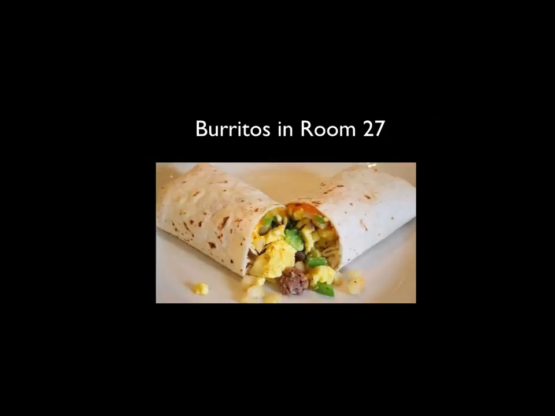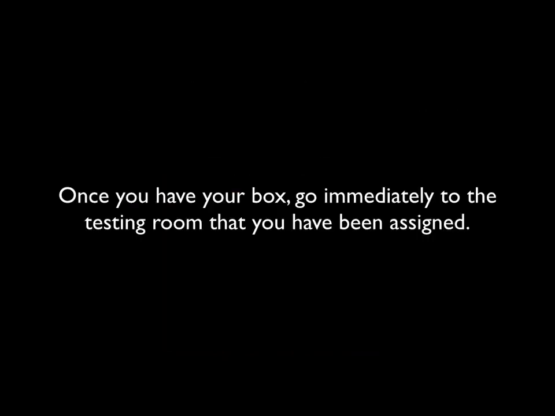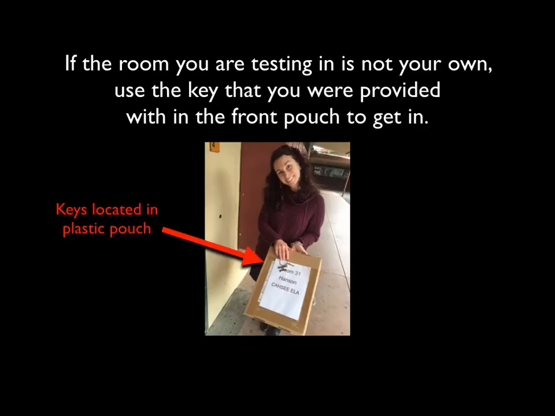All sophomores will be able to get a breakfast burrito in room 27 starting at 7:30 a.m. to make sure they have enough fuel and are ready to go in the morning. On the days of the test, you will need to pick up your assigned testing box by 7:45 a.m. from Jennifer Hecht in the main office. I recommend earlier if you want to get yourself organized in your testing room. Once you have your box, go immediately to the testing room that you have been assigned. If the room you are testing in is not your own, use the key that has been provided in the front pouch of the box lid to get in.